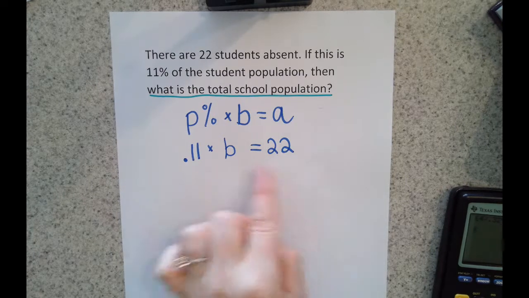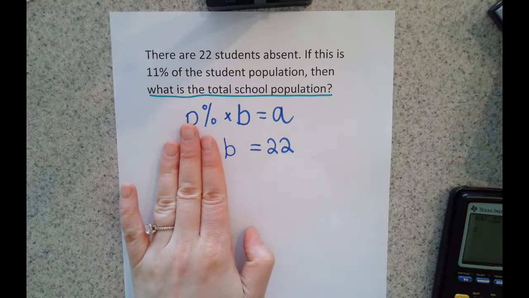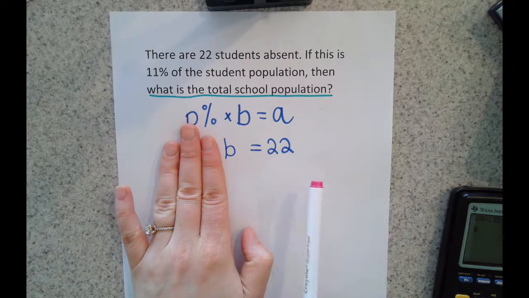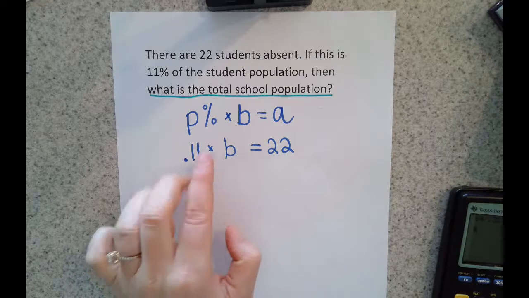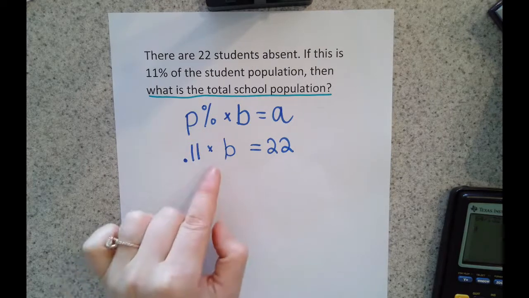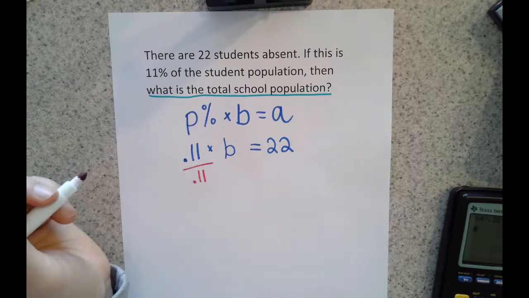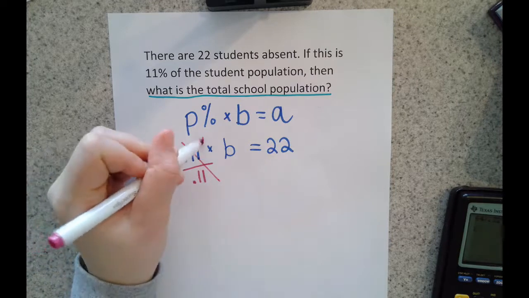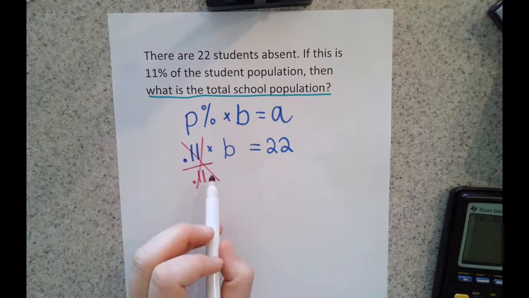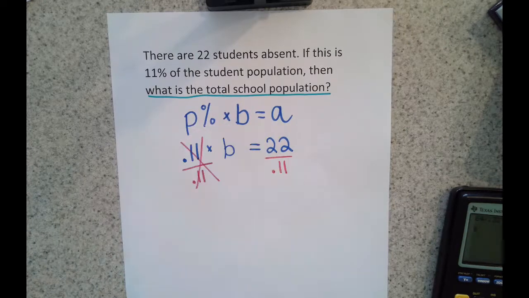Now, to solve this problem, we want to get B all by itself on the left side of the equals. So it says B equals answer. In order to get B isolated, we have to get rid of this times 0.11. The opposite of multiplying is dividing by 0.11. 0.11 divided by 0.11, that cancels each other out. If you divide by 0.11 on the left side, you have to divide by 0.11 on the right side of the equal sign to keep the equation balanced.